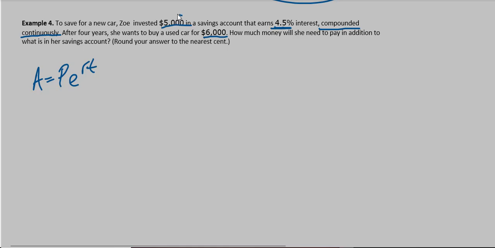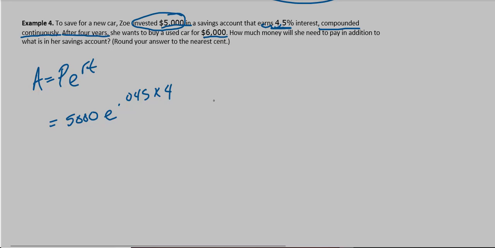So the amount that you always invest, that you start with, is your P. So my P in this case will be $5,000. E to the, what's my interest rate? 4.5%. So again, move your decimal place over 1, 2. So that means that is 0.045 as our interest rate times how many years are we talking about? After 4 years. 4 years is our T.